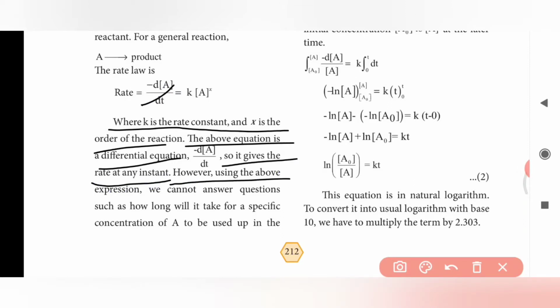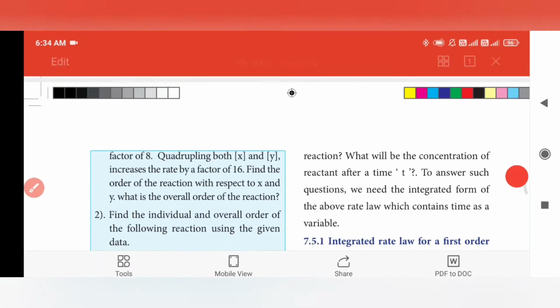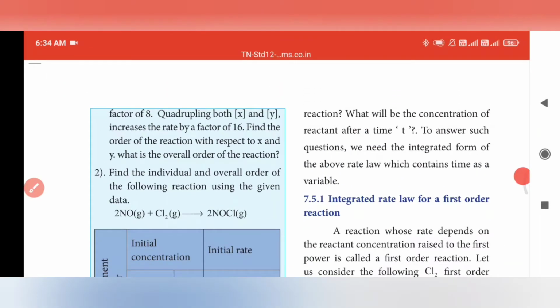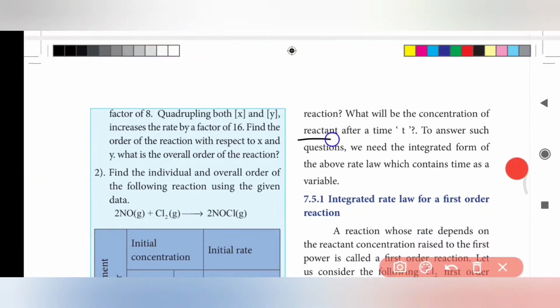However, using the above expression, we cannot answer a question such as how long it will take for a specific concentration of A to be used up in the reaction. What will be the concentration of the reactant after a time t? To answer such a question, we need the integrated form of the above rate law, which contains time as a variable.